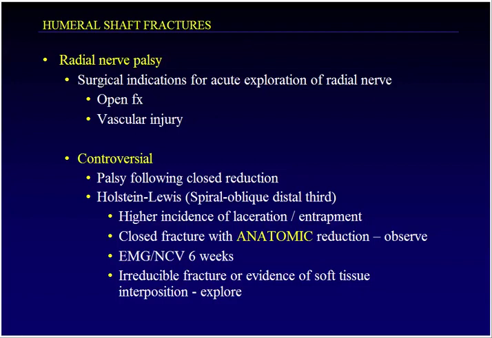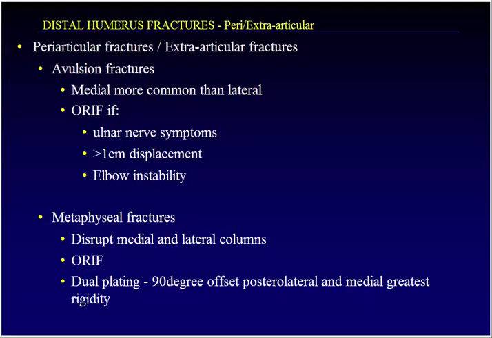So if you have a closed fracture where you have an anatomical reduction, however, of a Holstein-Lewis fracture, those patients would be expected to have a very low risk of nerve entrapment because of the fact that the fracture is anatomically reduced. You can treat those patients with electrodiagnostic testing at 6 weeks. On the other hand, if the fracture seems to be irreducible or there's evidence of soft tissue interposition, then those patients should be explored. And again, these are patients that have a neurologic deficit post-reduction.